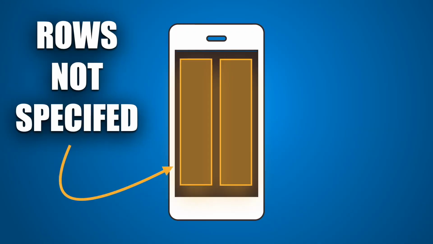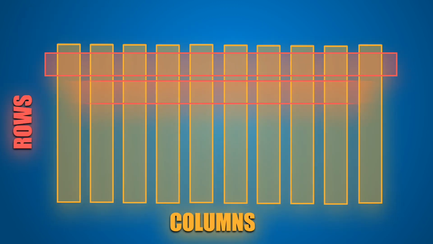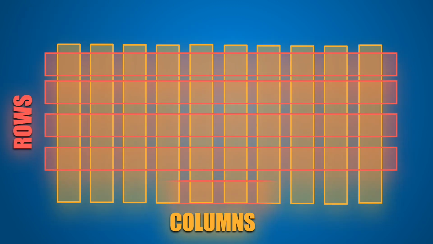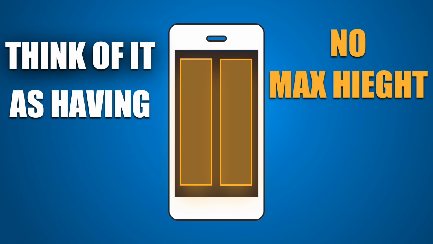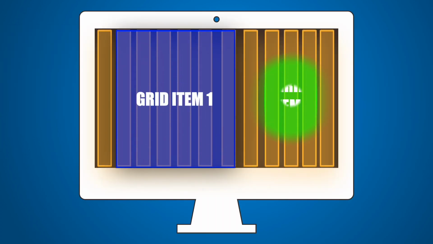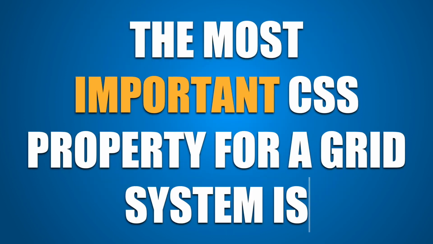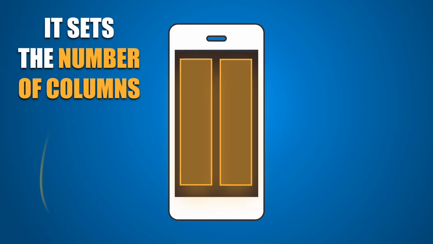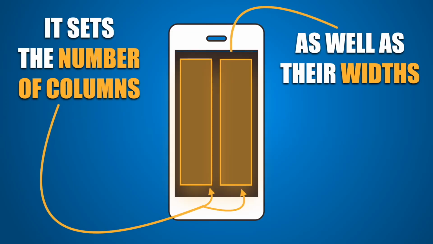We do not specify the number of rows, as a grid automatically scales the number of rows based on how much content is within it. Think of it as having no maximum height. Items in the grid system position themselves along particular columns, with each usually spanning multiple columns. The most important CSS property for a grid system is grid template columns. It sets the number of columns on the grid as well as the widths.